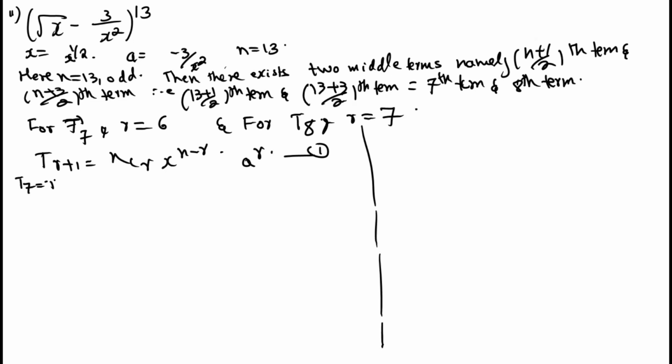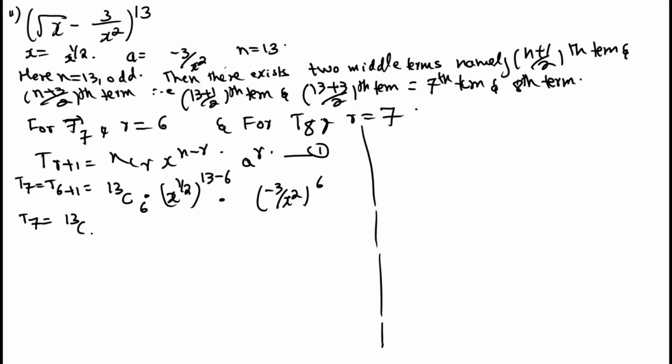Now calculate T7 and T8. T7 equal to T6 plus 1. It's equal to NCR is 13C, R value 6. X value is x to the power 1 by 2 to the power n minus r, 13 minus 6 into a to the power r, that is minus 3 by x square to the power 6. So T7 equal to 13C6 into x to the power 1 by 2 to the power 13 minus 6, it's equal to 7, into minus 3 by x square is there, you can write it as minus 3 to the power 6 by x square to the power 6.